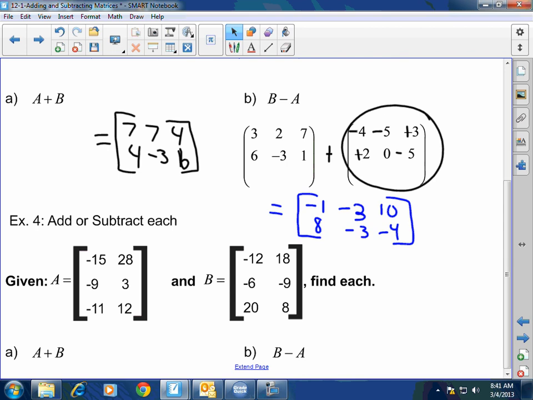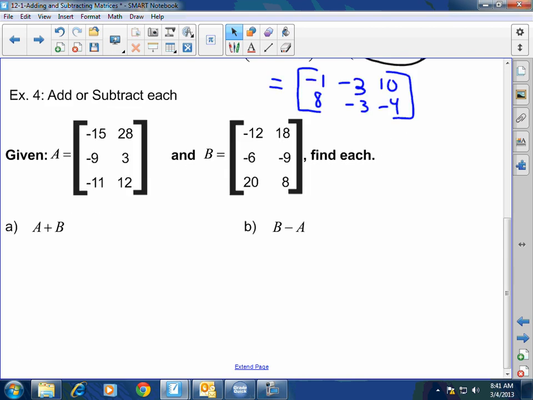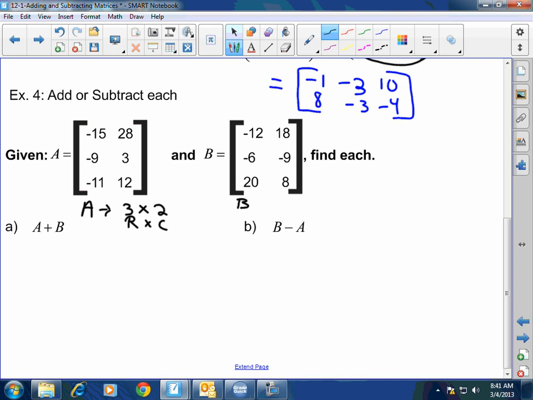Pretty easy, right? All right, now, same thing. A plus B. First of all, what are the dimensions of A in this case? Guys, this is a 3 by 2. Please be careful. It's rows by columns. And what are the dimensions of B? They're also 3 by 2. Rows by columns. Please be careful. All right, so let's create the sum matrix of A plus B.